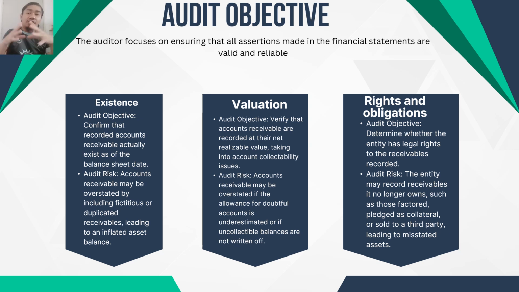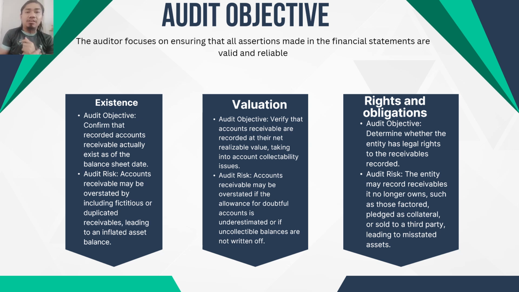Next is valuation and allocation. This assertion focuses on whether accounts receivable are recorded at net realizable value, which includes adjusting for collectability issues. The risk here is overstatement of the receivable if the AFDD is underestimated or if uncollectible balances are not written off. Audit procedures usually involved in this assertion are analyzing the aging schedule, assessing the reasonableness of the allowance, and inspecting supporting documents for the write-off.